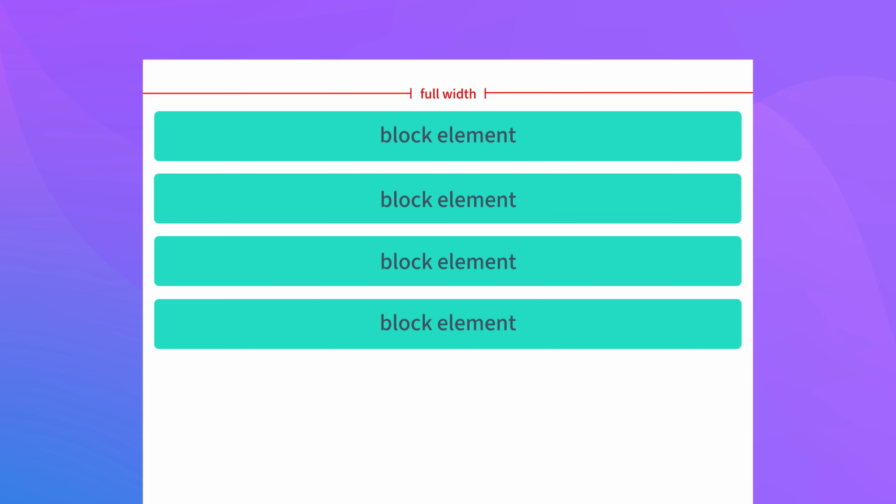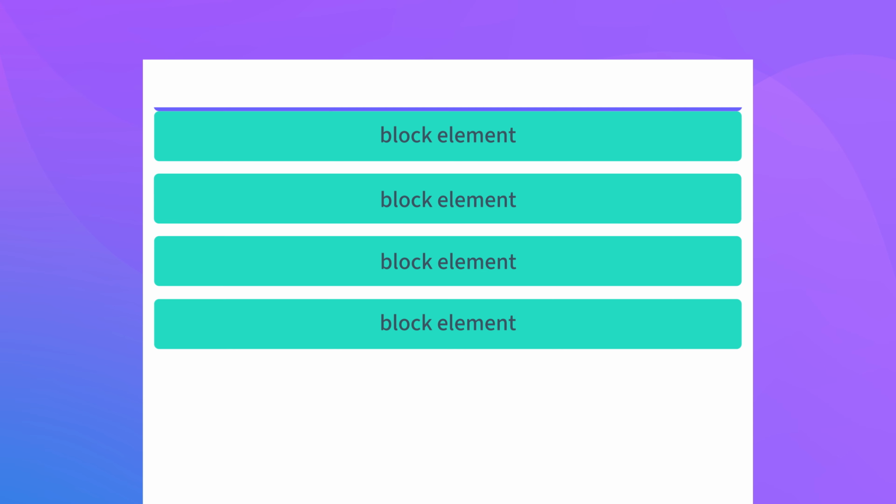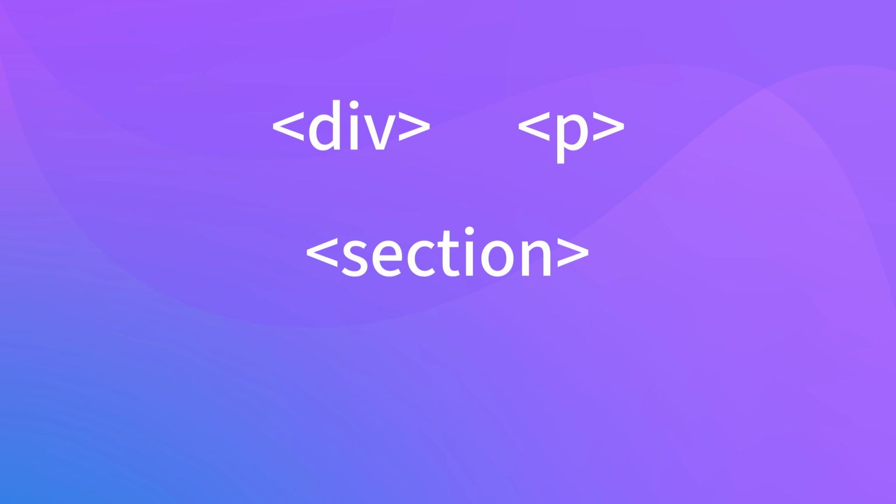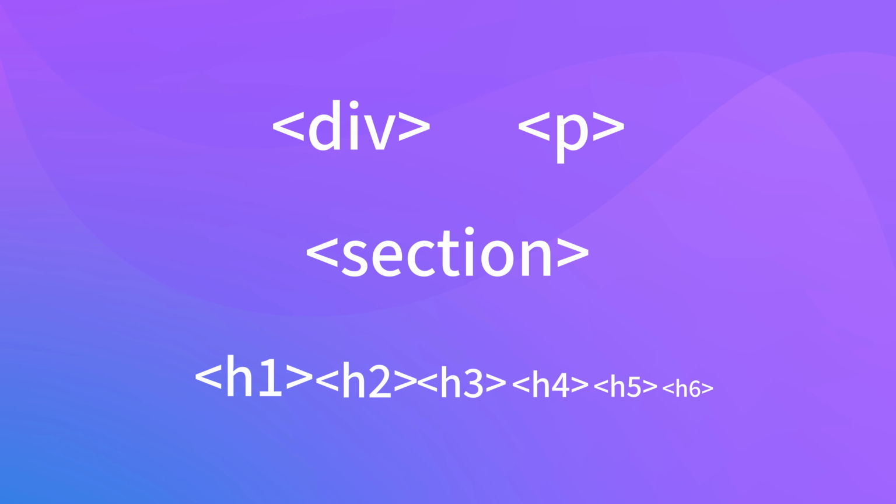These elements are typically used for major sections such as a web page's header, main content, sidebar, and footer. Some common block elements include the div, paragraph, section, and the 6 header elements.